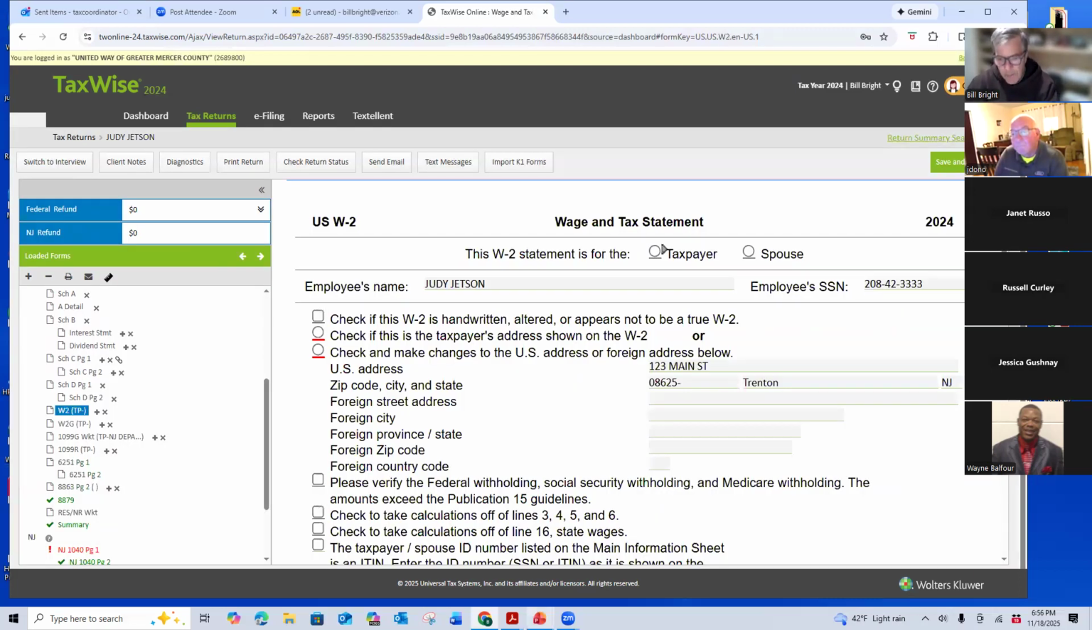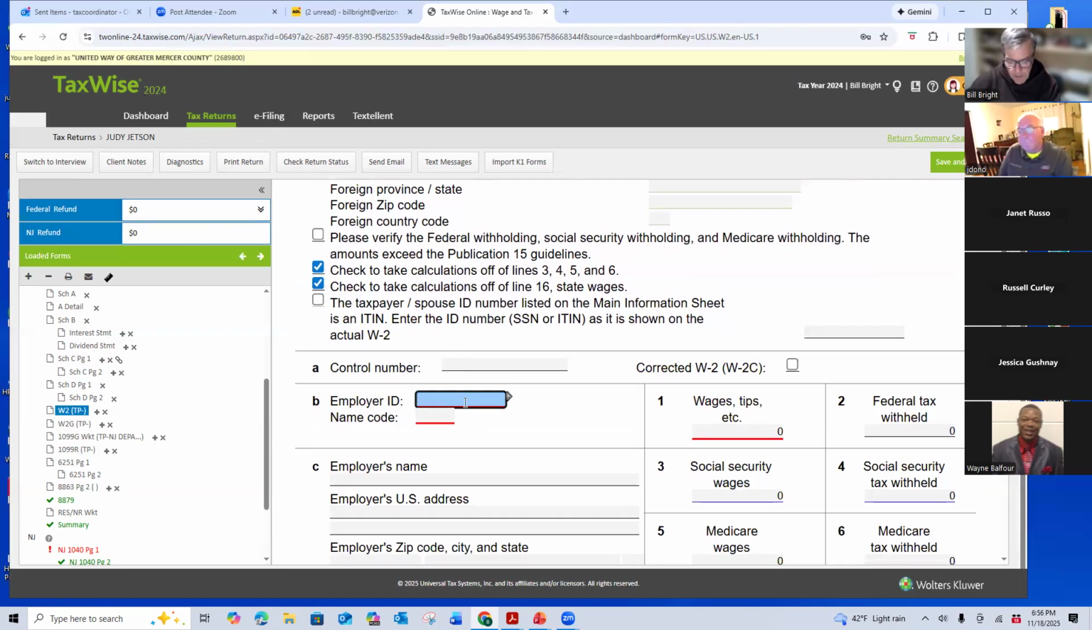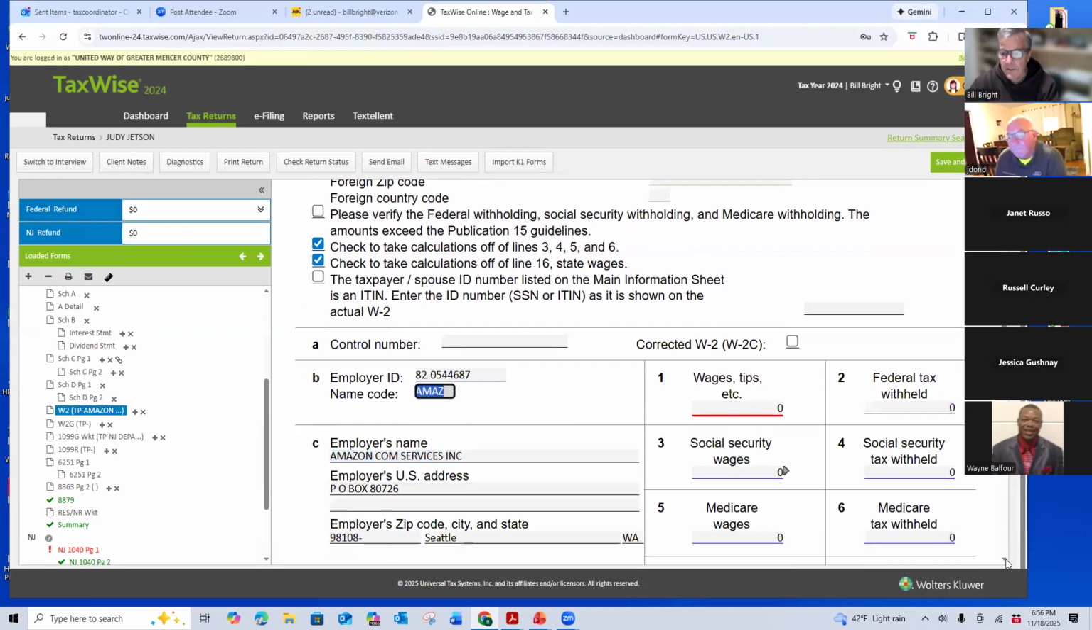And I also noticed that her box one, it's the same address on here. Her box one number, wages, is different than Social Security and Medicare. So I'm going to click on this thing here, take the calculations off, and box 16 is also different for the state. So I'm gonna have to manually type that in too. So I'm gonna type it in right here. She worked at Amazon, get a lot of Amazon people. And there it goes, that all flows. So I'm just gonna free type in all of this stuff.